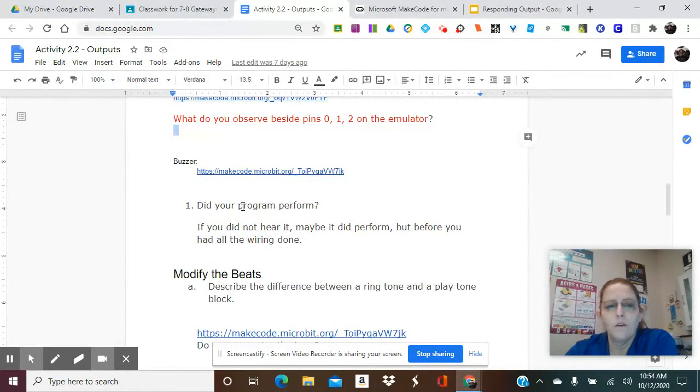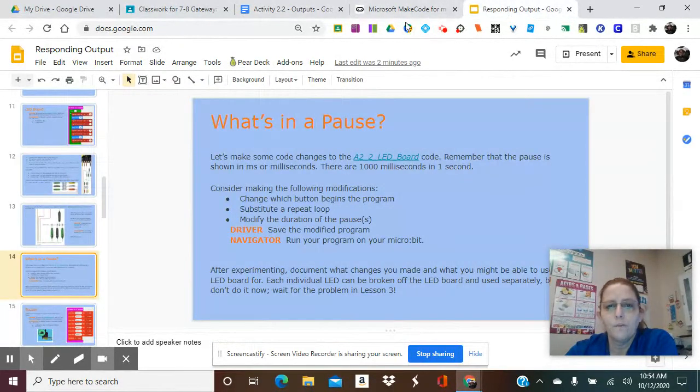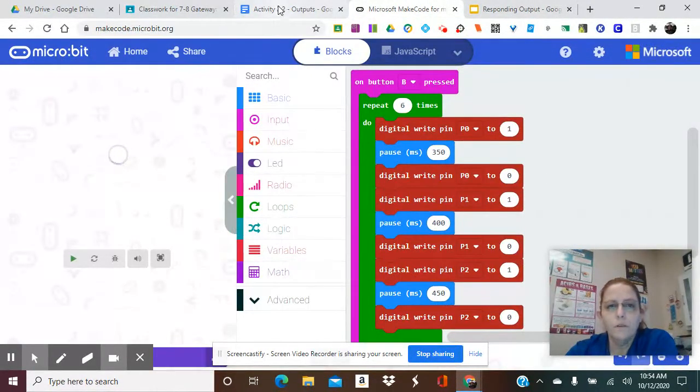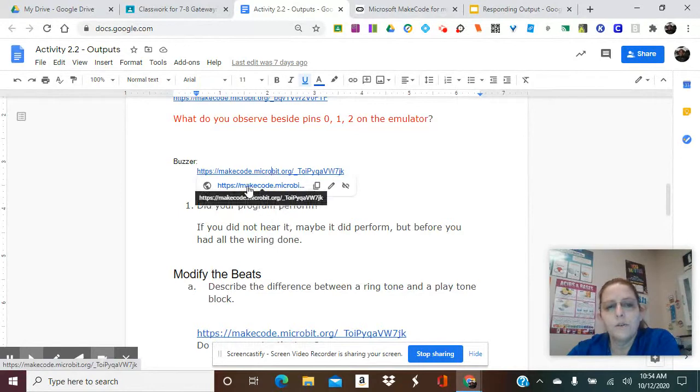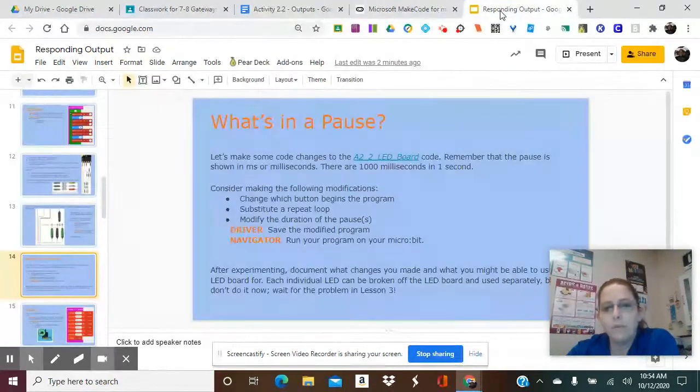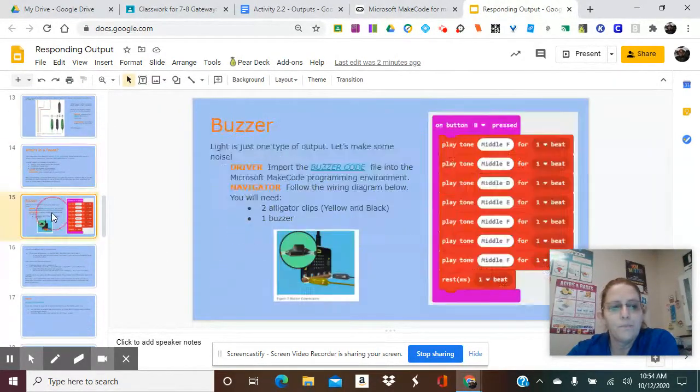All right. Also, the buzzer is next. Okay. All right, it's still spinning. So the buzzer is next. Again, this is the code for that. You're going to open that up. Did the program perform? That is if you have it plugged into the buzzer.